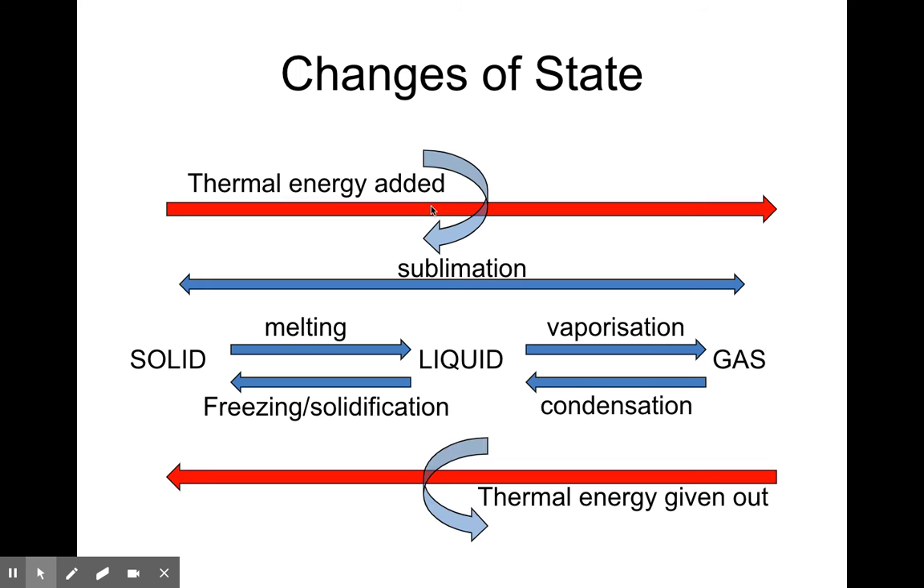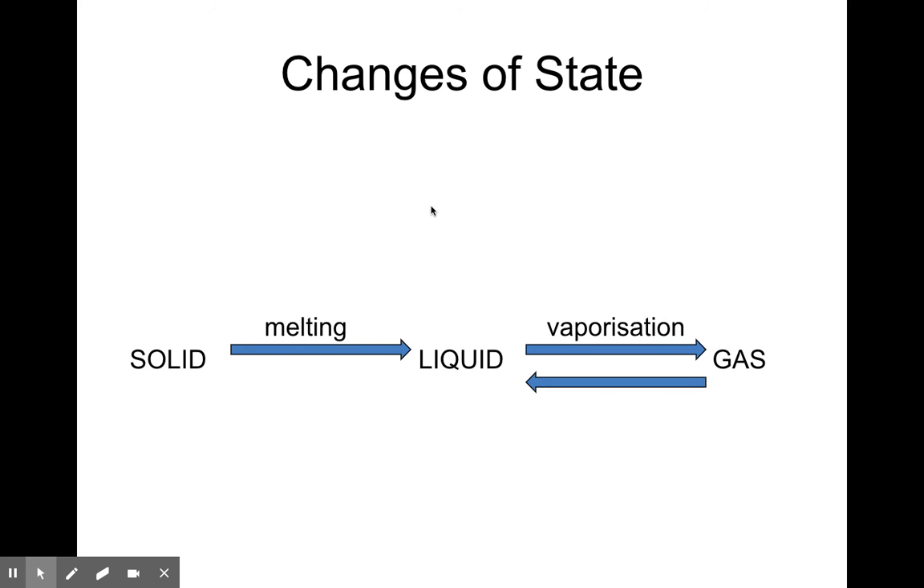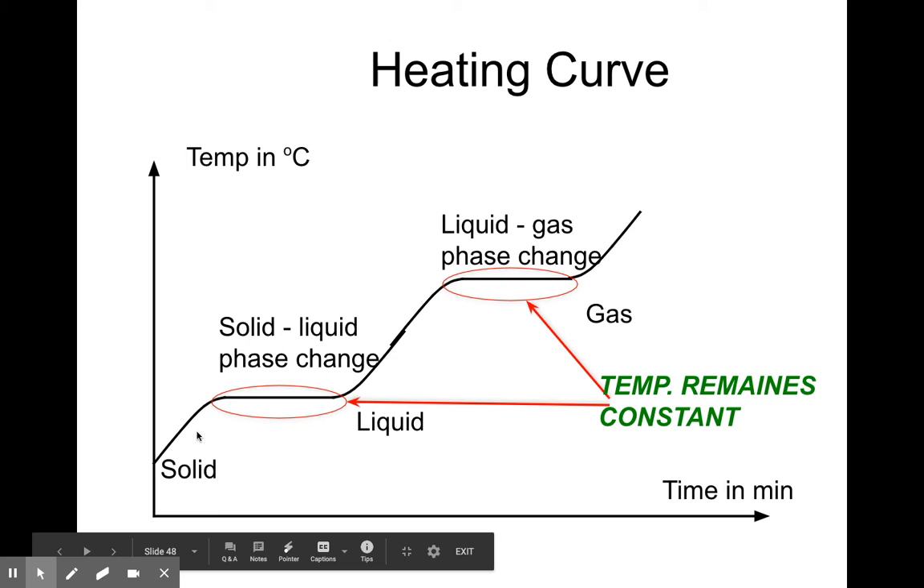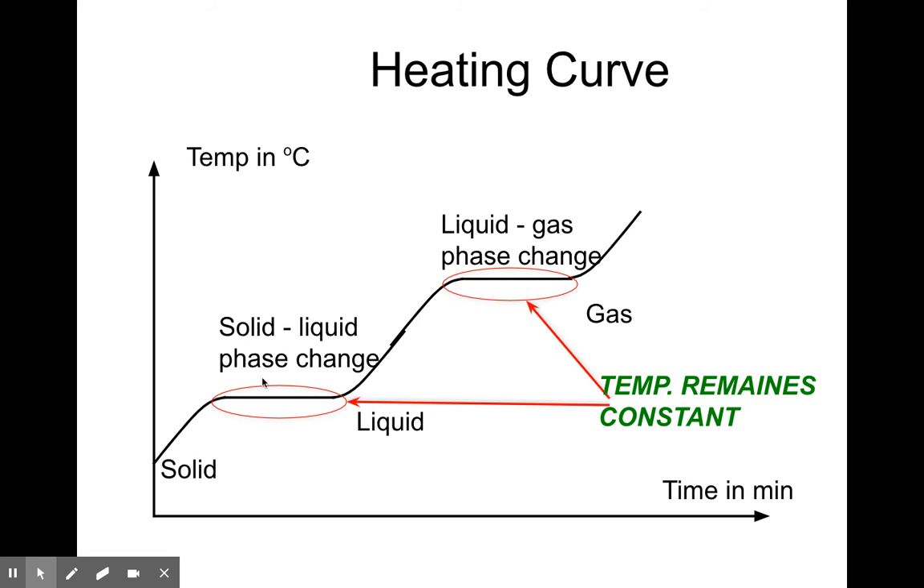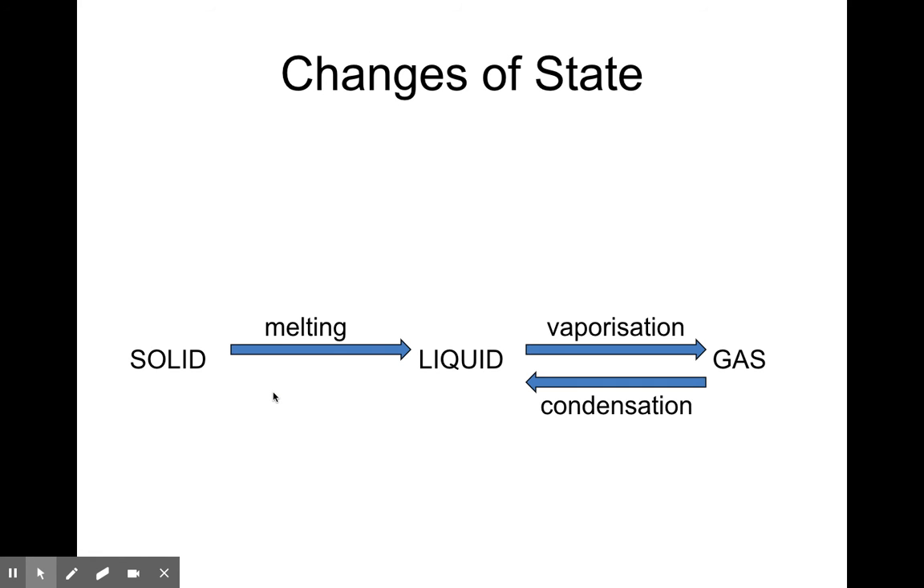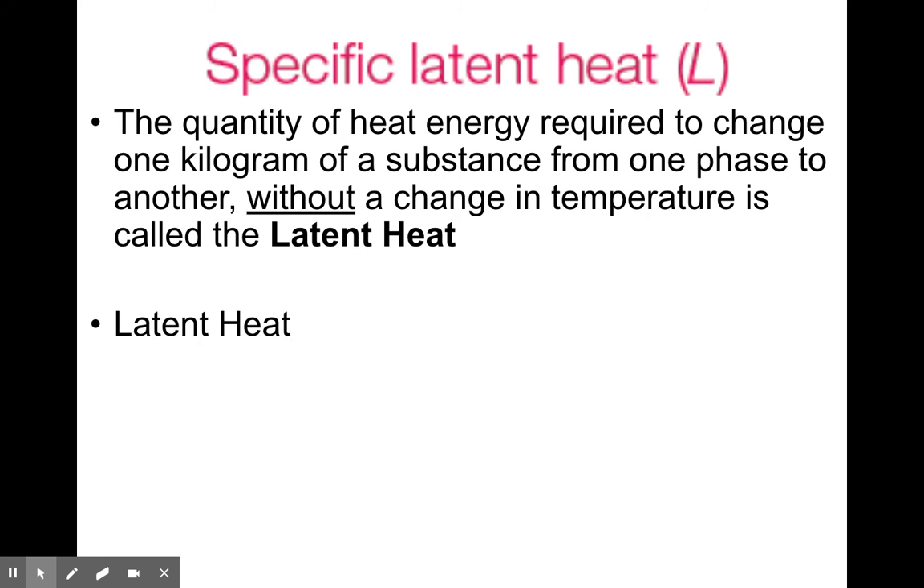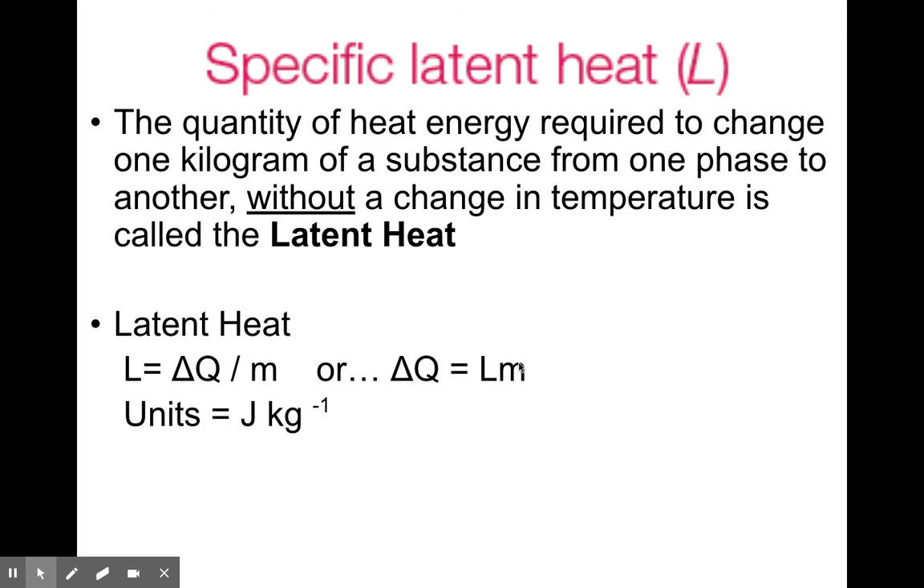Where is there no change of temperature? Sorry, I have to go all the way back. There's no change of temperature at the flat regions. Here, from a solid to a liquid, we have a change in temperature. We have a change in temperature. We have a change in temperature. Here, we don't have a change in temperature. So latent heat we say is Q = mL. I say QML, okay?